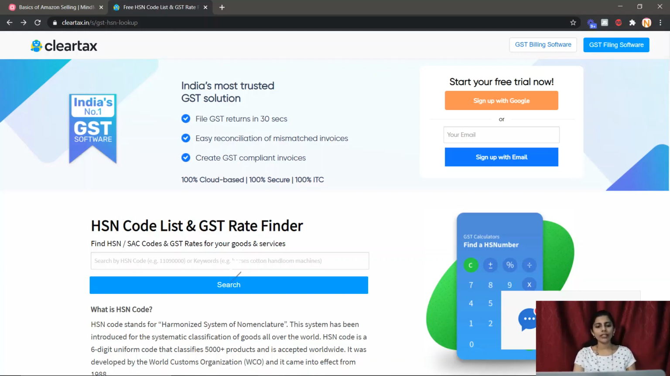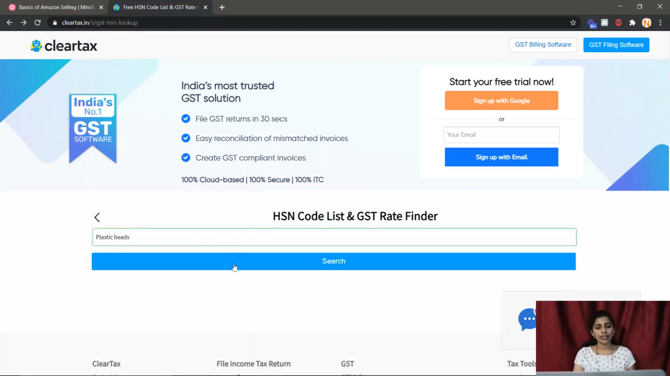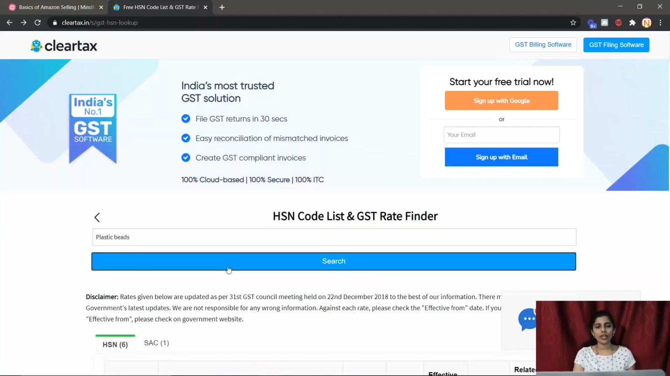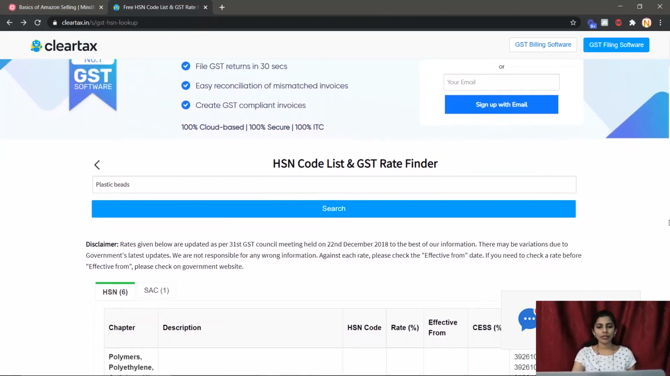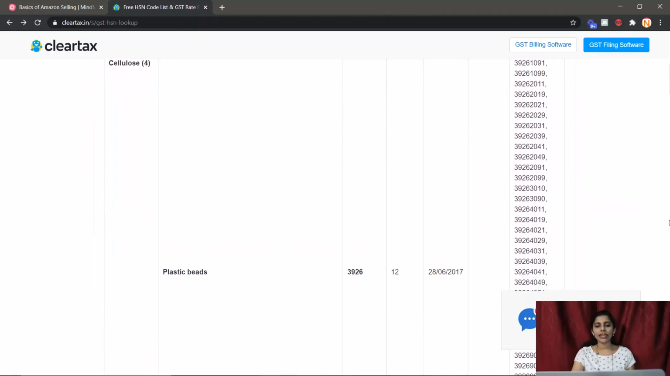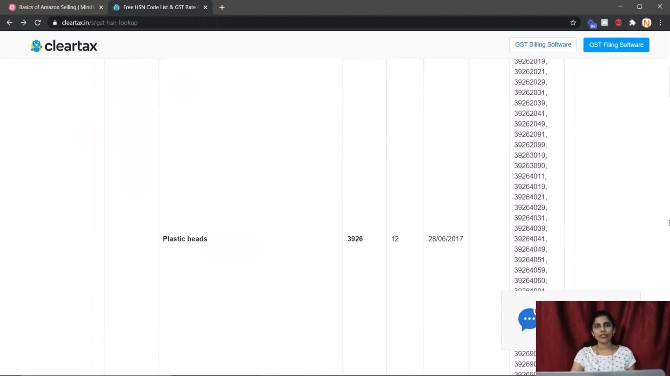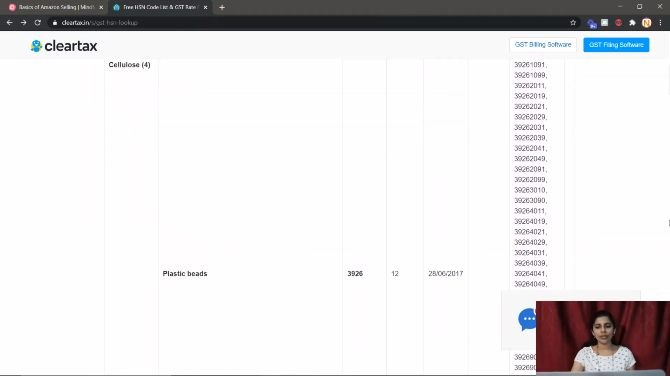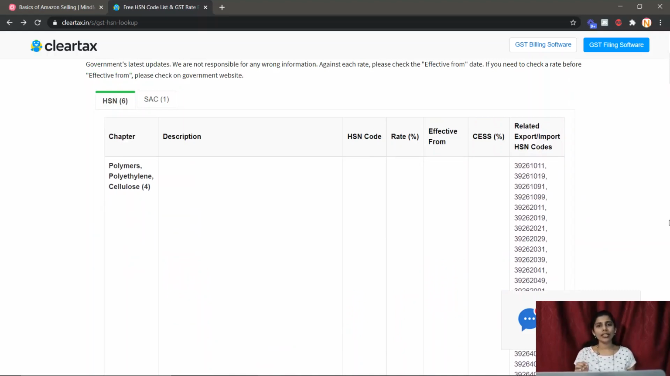Here you can search using the HSN code and find out the tax percentage, or you can search using any keywords. For example, let me type plastic beads and click on search. Once I click on search, I will get all the HSN codes and tax percentages related to plastic beads. So this is the tax percentage, for example 12, right? So 12 is the GST percentage of this particular commodity. This is the way you can do it.